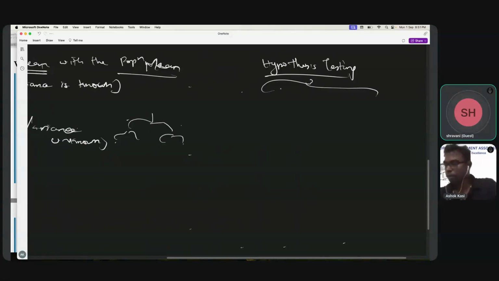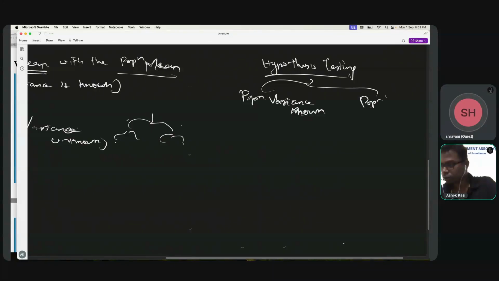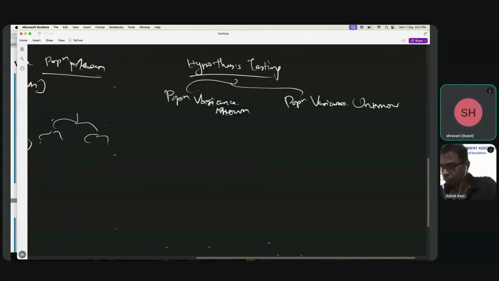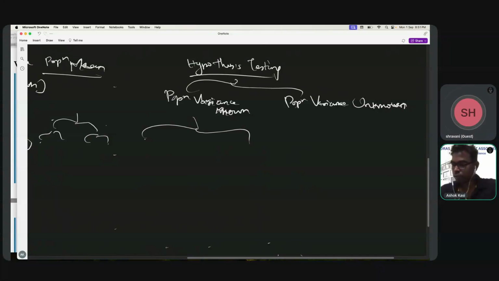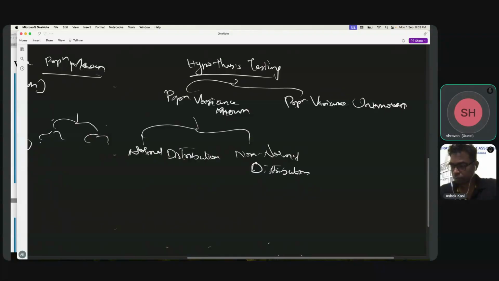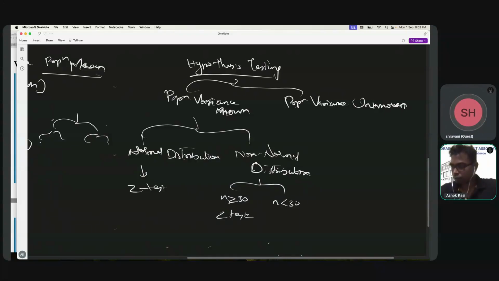So here, hypothesis testing. Population variance known, population variance unknown. For population variance known, there is normal distribution and non-normal distribution. If it is normal distribution, go for z-test. If it is non-normal and n is greater than or equal to 30, go for z-test. Otherwise, if it is lower than 30, go for t-test.